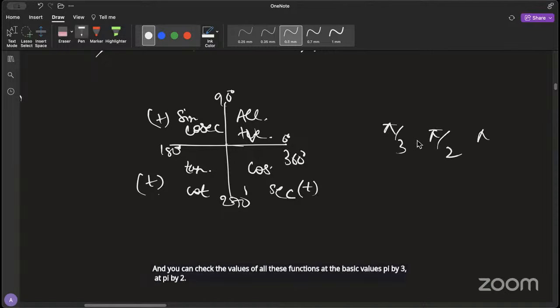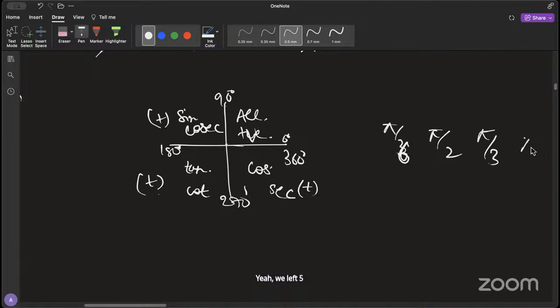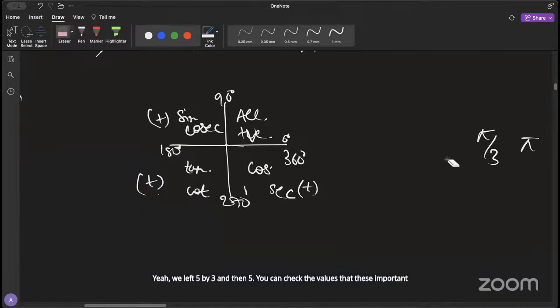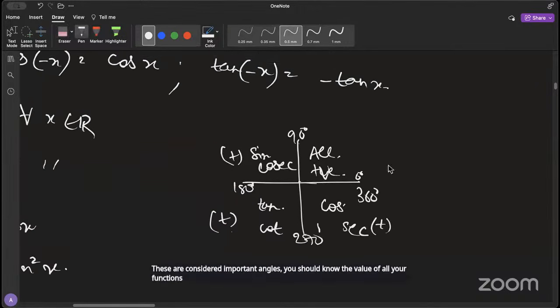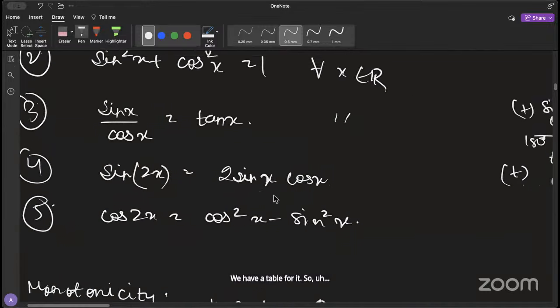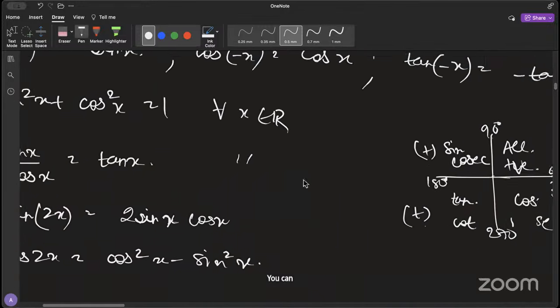I should have pi by 6. Here we'll have pi by 3 and then pi. You can check the values at these important angles. These are considered important angles. You should know the value of all your trigonometric functions there. We have a table for it, so you can learn the values from there.